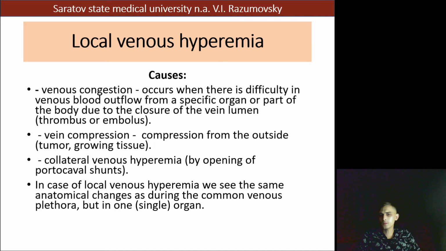Collateral venous hyperemia occurs by opening of porta-caval shunts. More often it is associated with cirrhosis of the liver. In case of local venous hyperemia, we see the same anatomical changes as during the common venous plethora, but in a single organ.